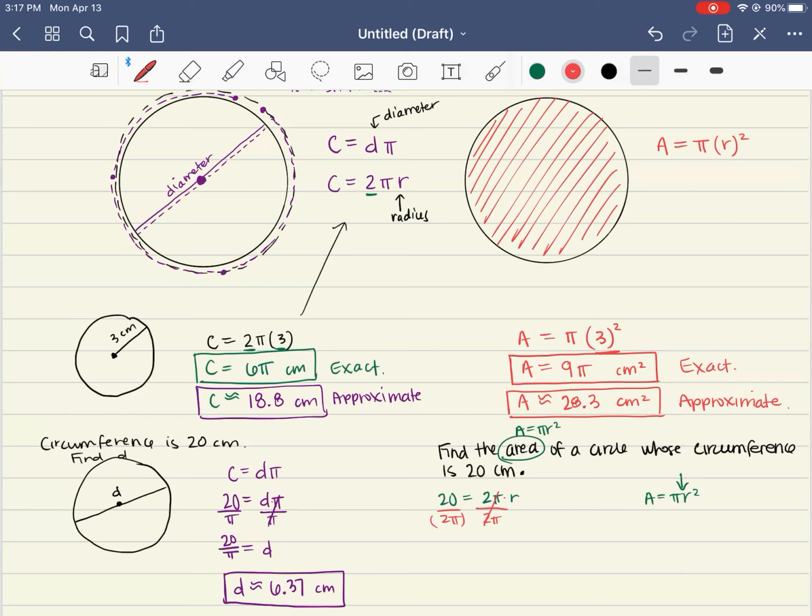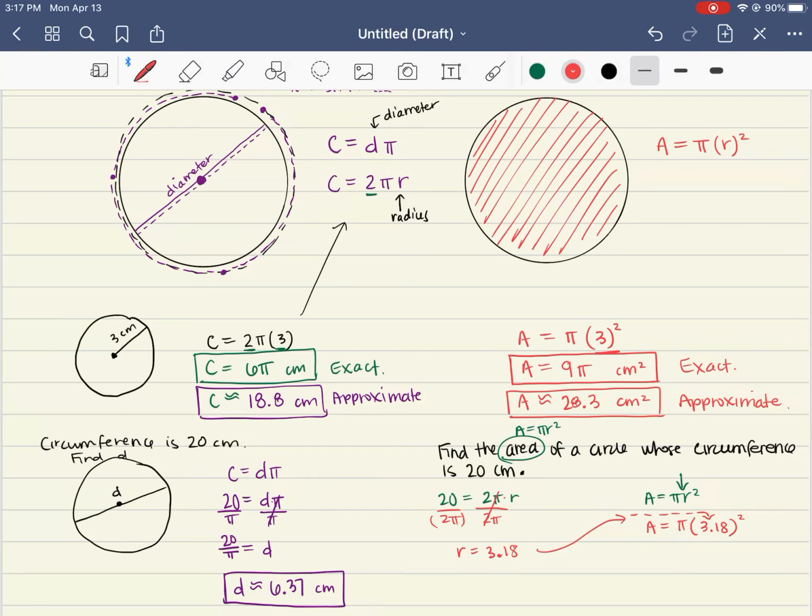Make sure if you are plugging that in your calculator that you put parentheses around that, or it will divide it incorrectly. So you're going to do 20 divided by the quantity 2 times pi. And when you do that, you end up with a radius that's equal to about 3.18. Then we can find the area. So your goal again is you needed that radius. So we just go ahead and put that radius right in there.